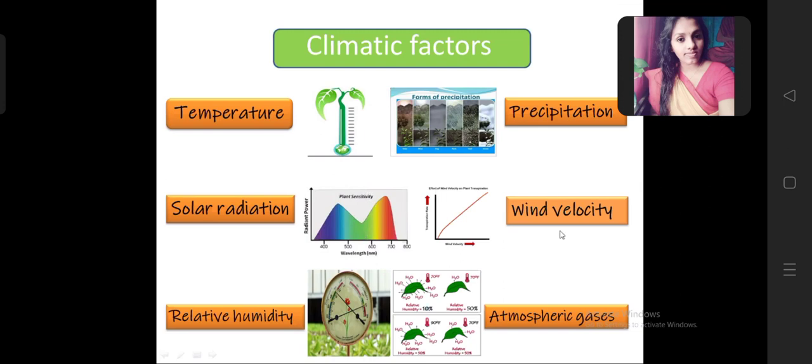Next one is the wind velocity. Why is wind velocity that important? Because the optimal wind condition should be there.